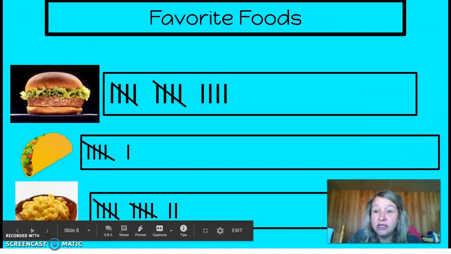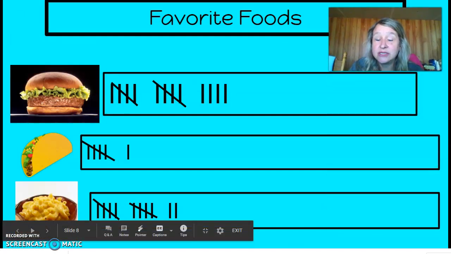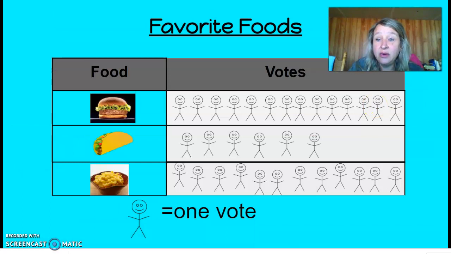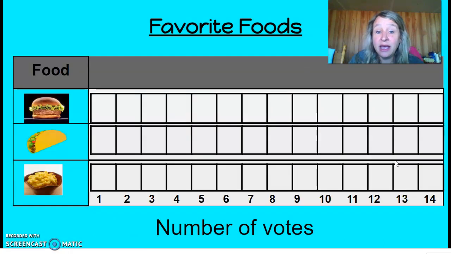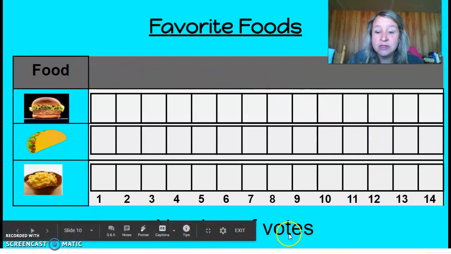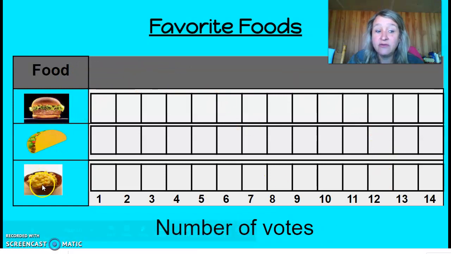Here is our tally chart of favorite foods. And then yesterday we made a picture graph of our favorite foods. Today we are going to make a bar type graph of our favorite foods. We have to have our title, favorite foods, because that's what our graph is about. Then we have our labels, food, and number of votes. And then we have our different foods.